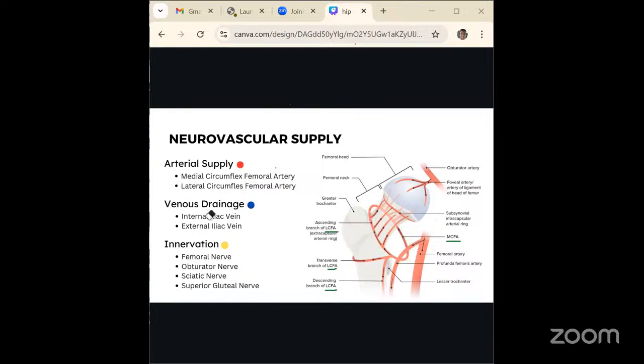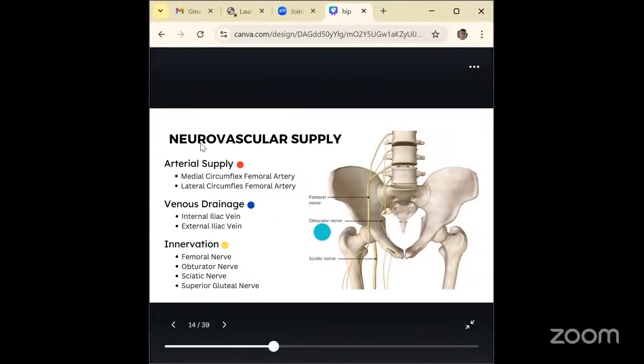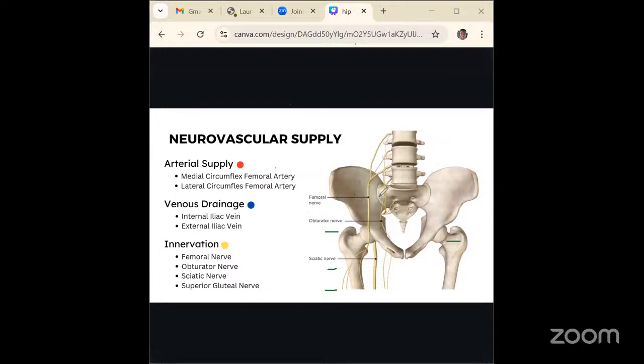So for the venous drainage, we have the internal iliac vein and the external iliac. That's simple to know. And then for the innervation, we shouldn't dwell so much here. So let's see the innervation. We have the femoral nerve, we can see this one here. This is the femoral nerve. We can see the obturator nerve.